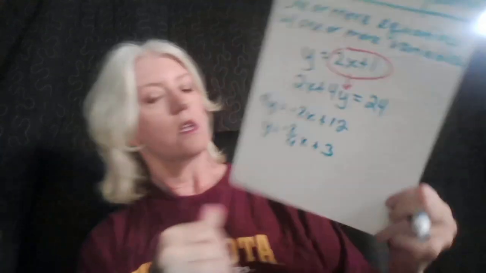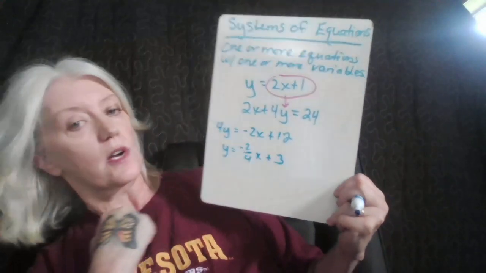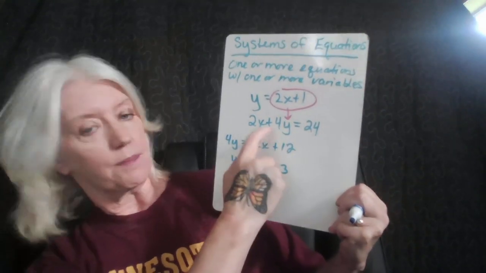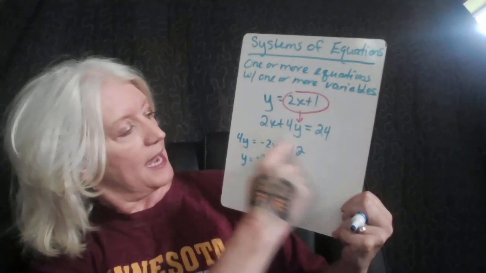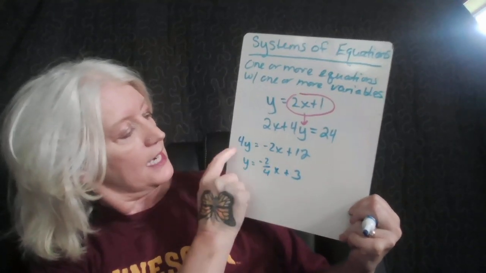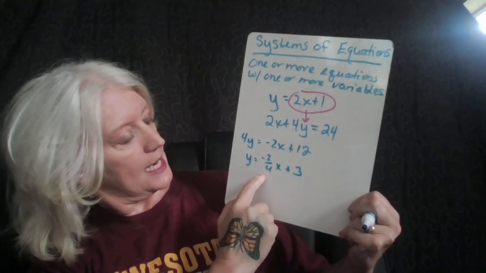Now, the next thing I'm going to do is rearrange into y equals mx plus b for the second equation. I get 4y equals negative 2x plus 12. Then I get y equals negative 2/4 x plus 3. I know I skipped a bunch of steps here, but this is something that you have done before. I moved my x over here. It became negative. Then I divided everything by 4. I got negative 2/4 x plus 3. I reduced that to y equals negative 1/2 x plus 3.